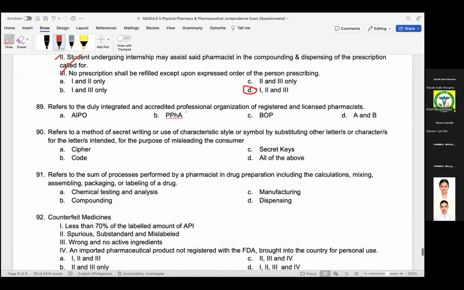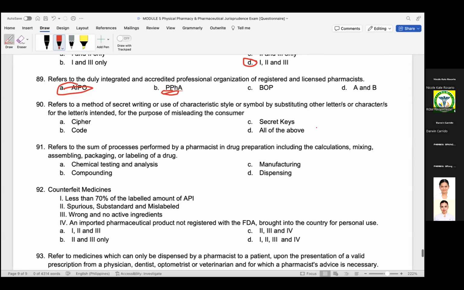Refers to the duly integrated and accredited professional organization of registered and licensed pharmacists. The correct answer is letter A. Ay po. Ang PPHA, in-emphasize ko sa klase na walang PPHA na na-mention sa batas. Okay? So, hindi sila. Pero, syempre, in practice, siya naman din yung AIPO natin. It's just that, naka-reference tayo sa batas.